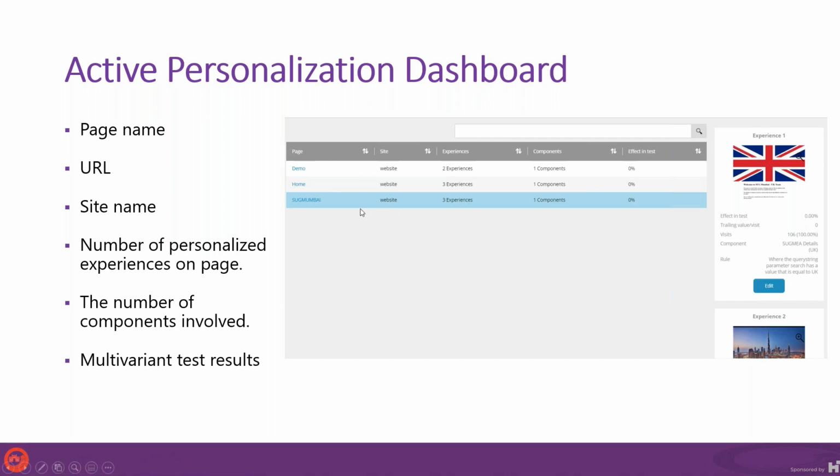And if you have set up any multivariate testing, it will display those results. Once you select this page, it displays on the right side the different personalizations, and how this is going to execute. So let's see this in action.